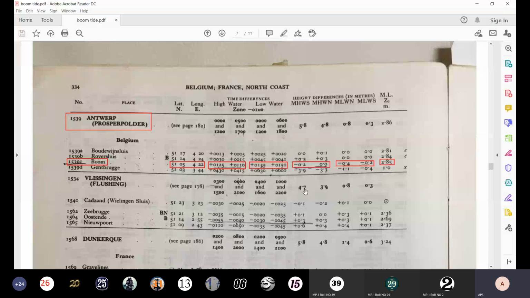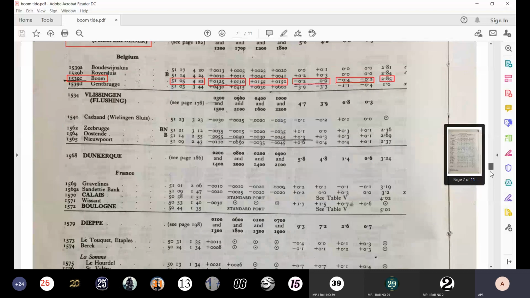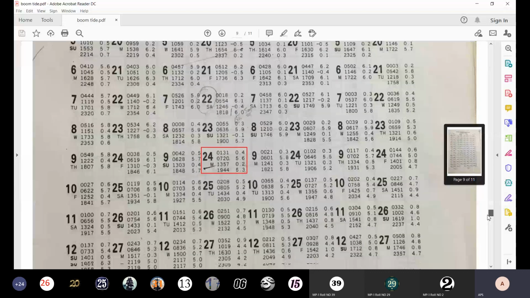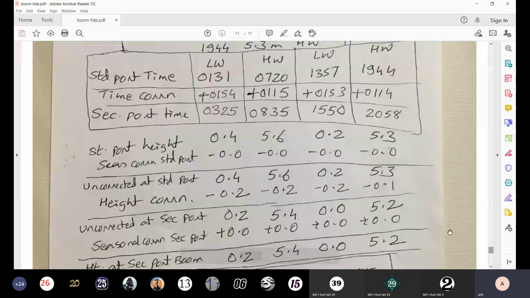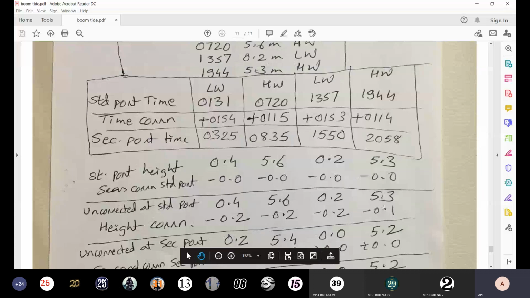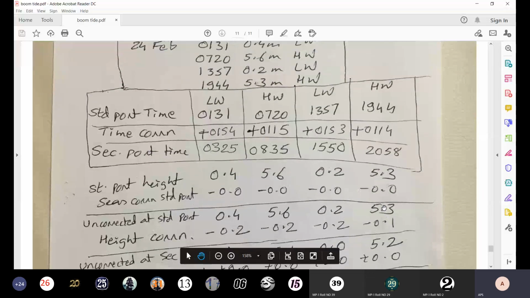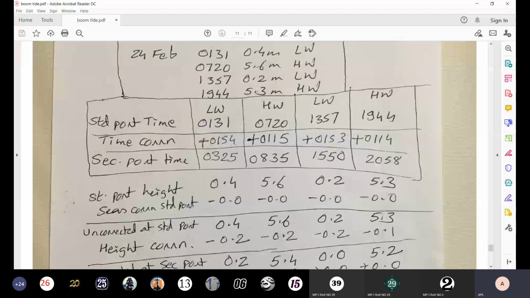So I'll go back to the table and you can see for yourself. So you should be getting these corrections now. 1 hour 54, 1 hour 15, 1 hour 53, 1 hour 14. See if you all are getting this, and then you have got the time and time at secondary port for low water and high water.